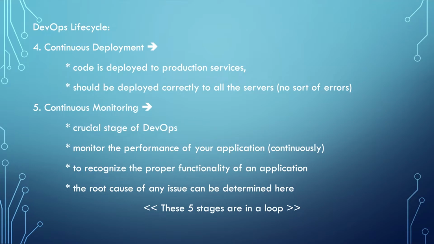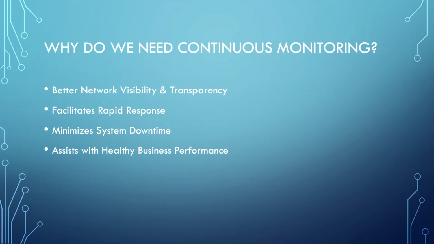All of these five stages are in a loop, so you can jump back to the first one if you see a problem, or if you are suspicious of something, you can test and deploy again. However, the fifth one is the most important. Why do we need monitoring? The first thing is better network visibility and transparency. It gives clarity on the state of your IT infrastructure, automatically collecting and analyzing data to reflect a possible outage.